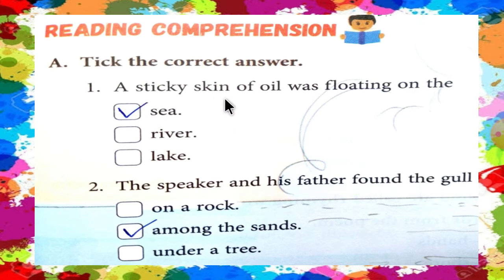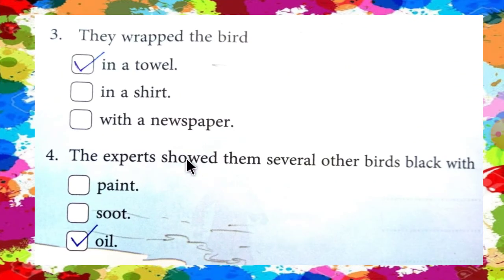A sticky skin of oil was floating on the sea. The speaker and his father found the girl among the sands. Then, number three, they wrapped the bird in a towel.